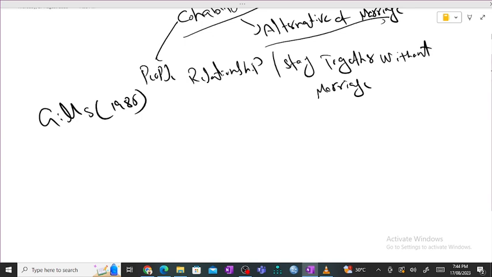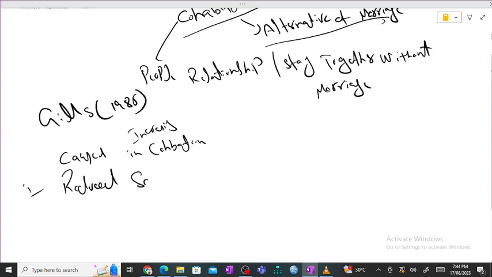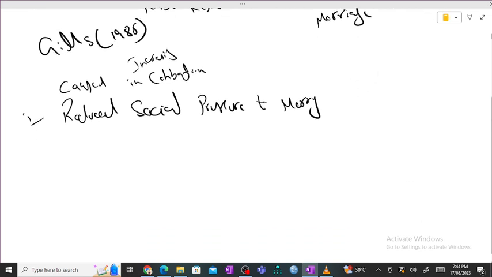So we will discuss some of its factors. Causes of increasing cohabitation. Number one, reduced social pressure to marry, because you are already in a relationship. There are so many reasons. As you remember in the previous class, we were discussing that marriage is not a sensible option in late modernism. So it somehow reduces the social pressure to marry when you cohabit.